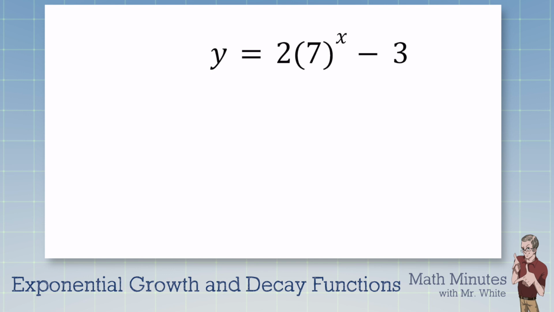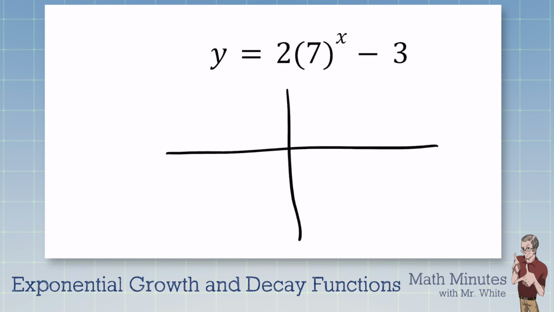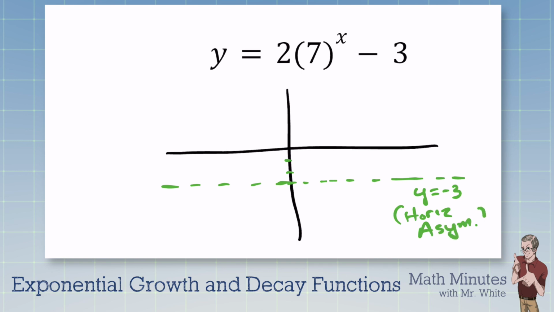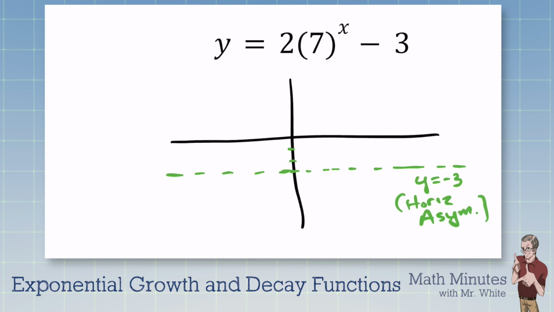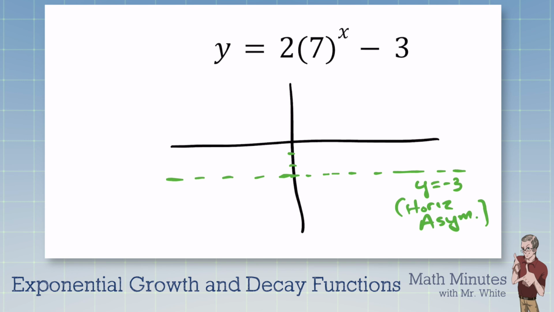So this would be growth because 7 is bigger than 1. Okay, so this is growth. So this -3 is a downshift by 3 as far as that asymptote goes. So we could go down 3 and put a dotted line there. Not a bad idea to write y equals -3, and that's your horizontal asymptote here. Let's figure out that y-intercept, because that's always a pretty easy one to do.